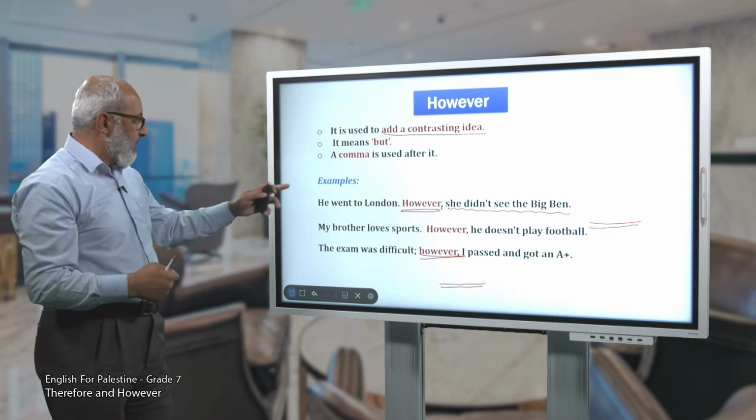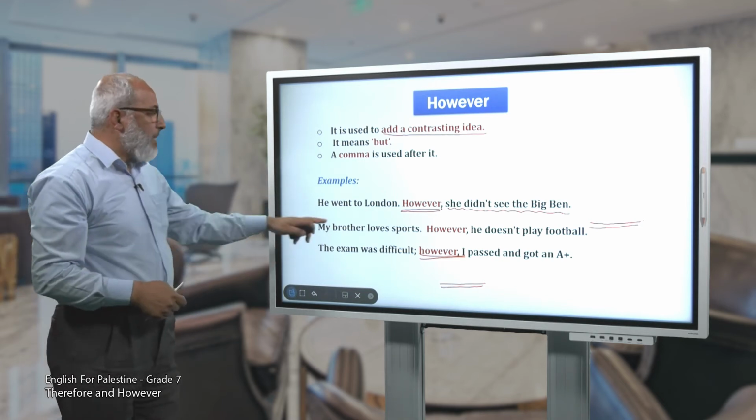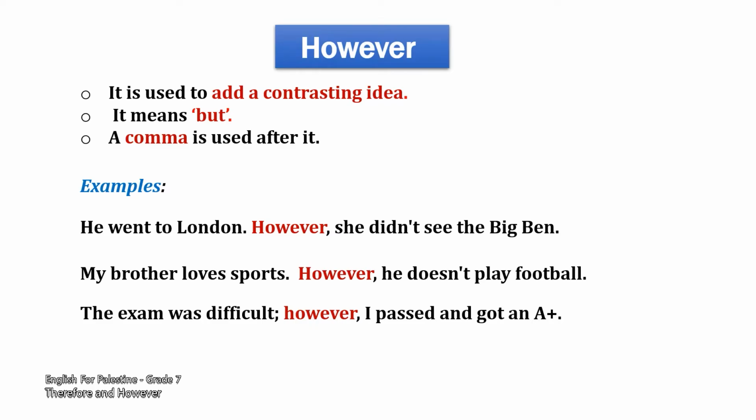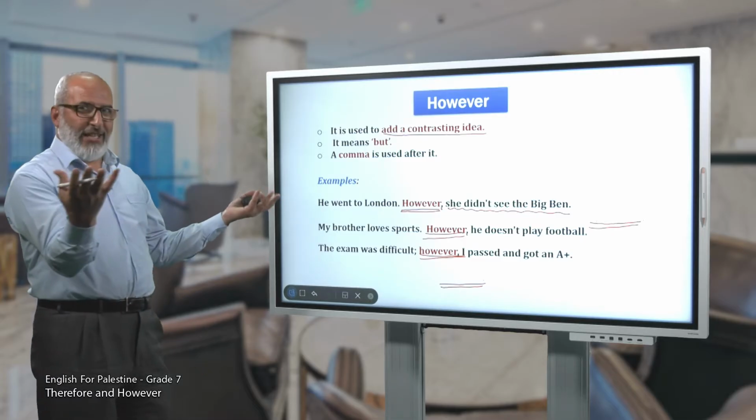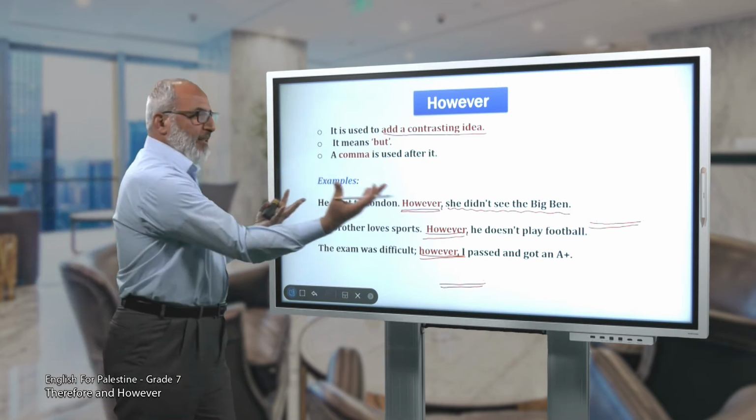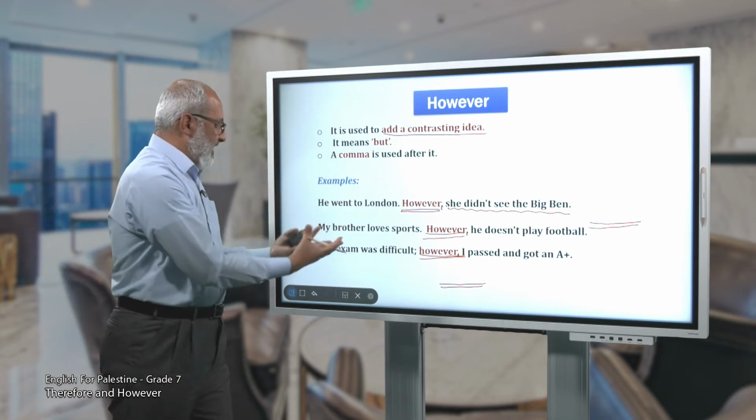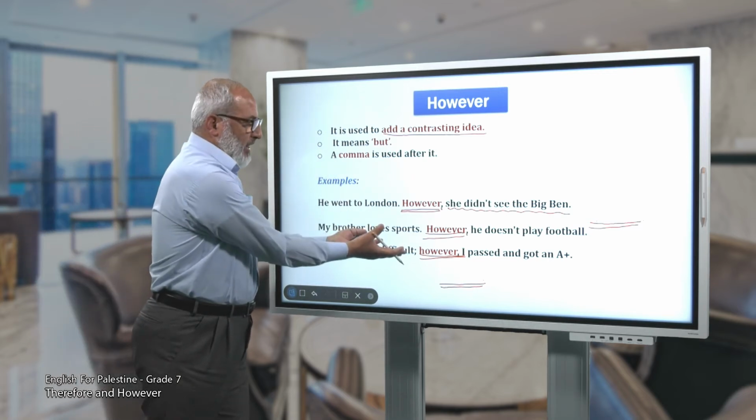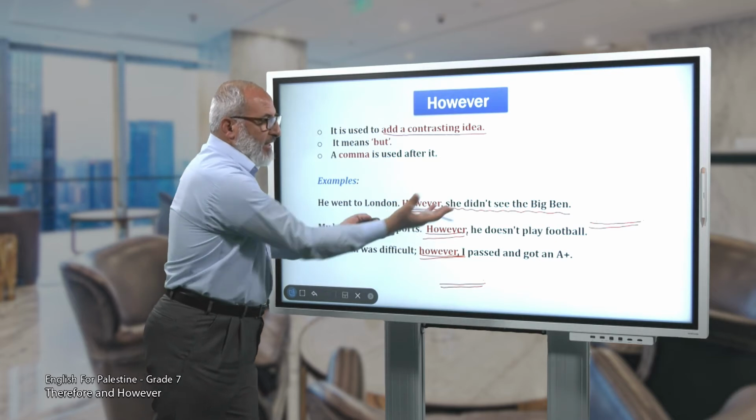Contrasting idea. Number 2, my brother loves sport. This is the idea. However, comma, he doesn't play football. If you notice here, different or contrasting ideas. My brother loves sports, however, but he doesn't play football.